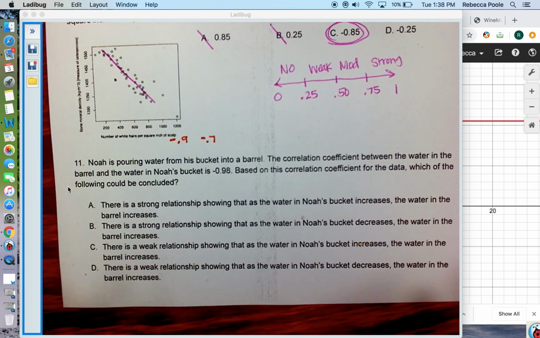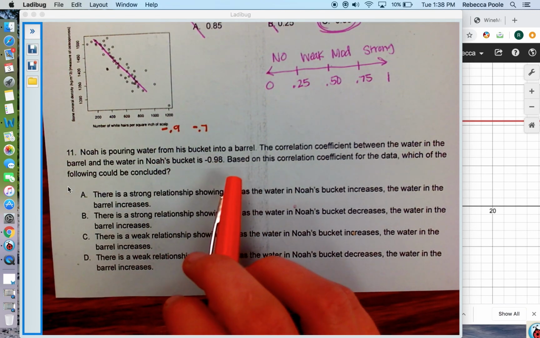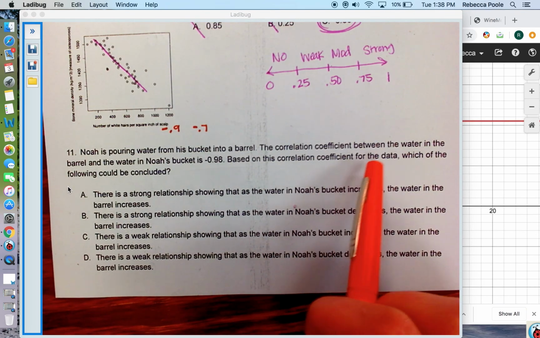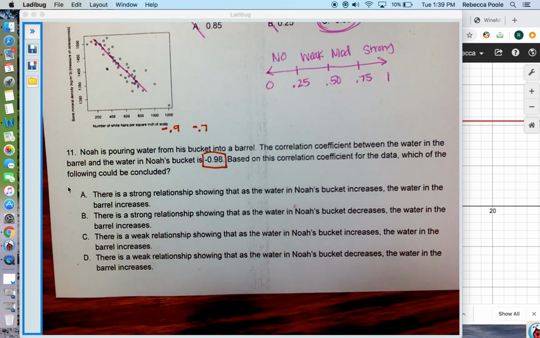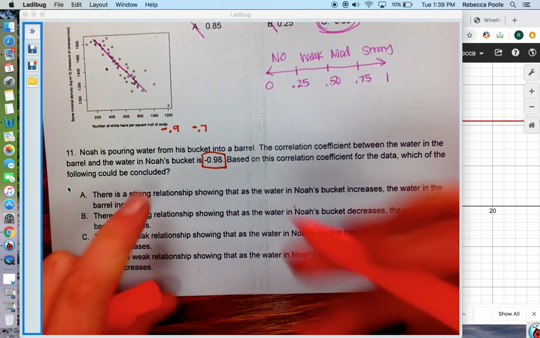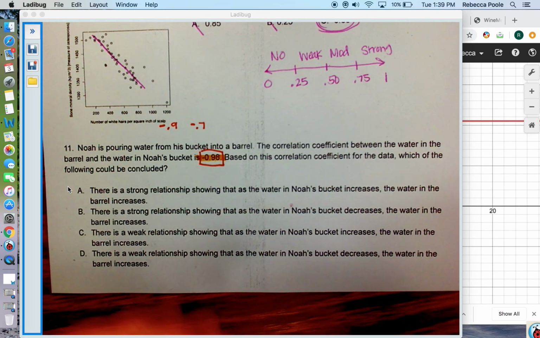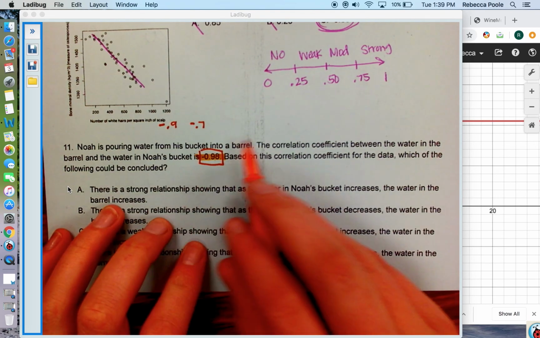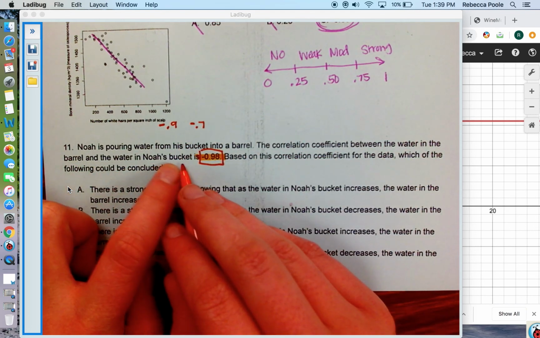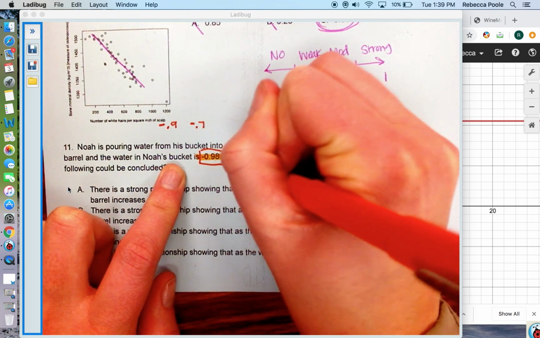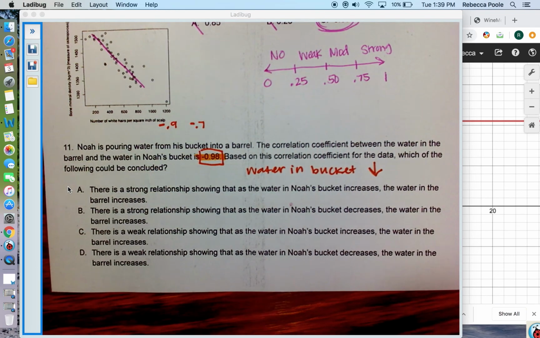All right, number 11, also no calculations needed, so let's read it. Noah is pouring water from a bucket into a barrel. The correlation coefficient is negative 0.98. So we're looking at this correlation coefficient right here. So a couple of things we know. If it's negative, that means what? So that means that the water in the barrel should be increasing, but what is the water in Noah's bucket going to do? Water in bucket should be going down, right?